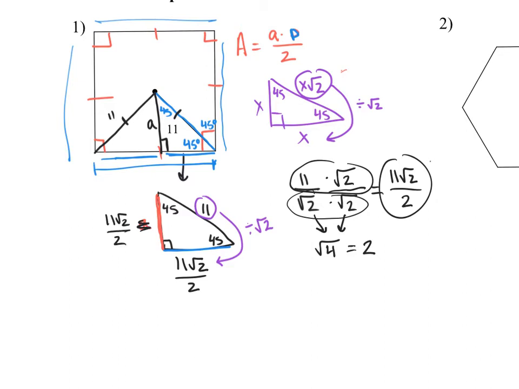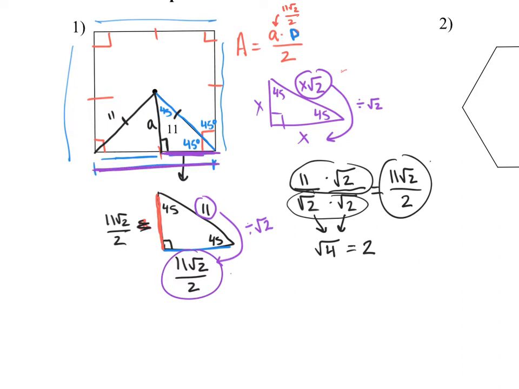Let's bring that back up into our general picture. I now know what my apothem is. My apothem is 11 root 2 over 2. My perimeter, however, this side length gives me this length here. So if I times it by 2, I'd have the entire length.